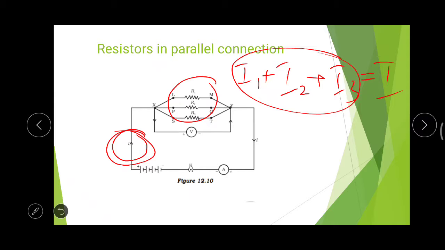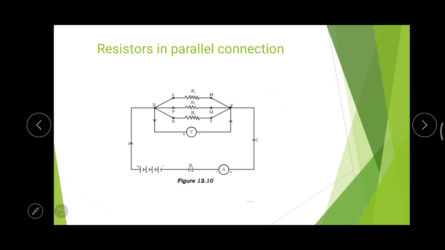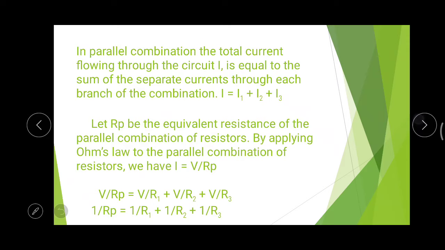These are the major things that you have to remember about resistors in parallel connection. Now let us go to the derivation of the equivalent resistance. We have to find the equivalent resistance, that is, the total effective resistance between X and Y, the total resistance due to R1, R2 and R3 in parallel combination. We are going to see that.